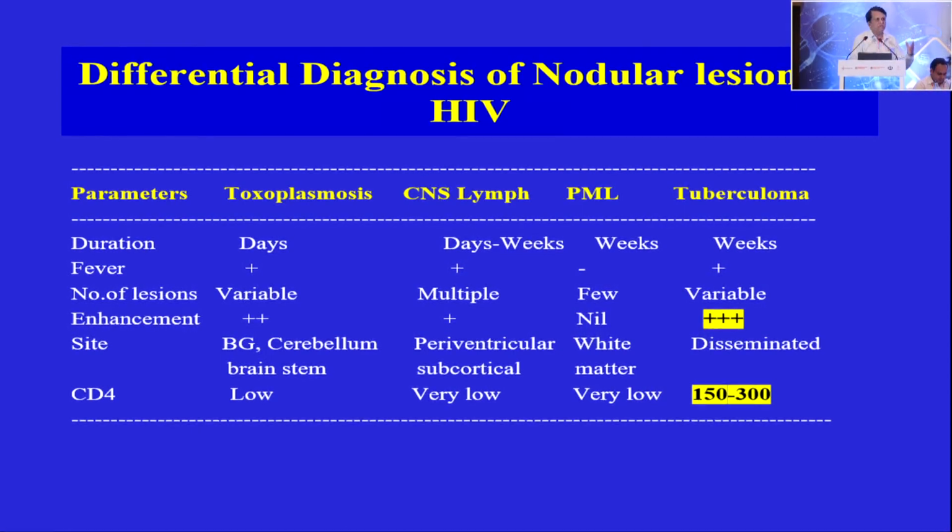If the site is in the basal ganglia or cerebellum or the brainstem, invariably it will be toxoplasma. The moment you see a lesion in retroviral infection in the basal ganglia region, you can most often say it is toxoplasma. In CNS lymphoma, more often it is periventricular and subcortical. In PML, as you all know, it is white matter, and tuberculoma could be anywhere, a disseminated one. And usually the CD4 count gives a clue.